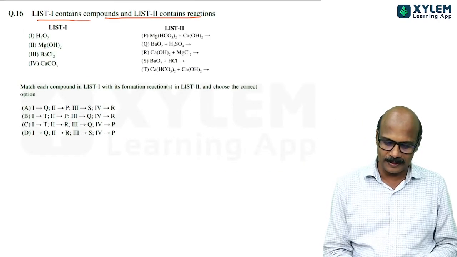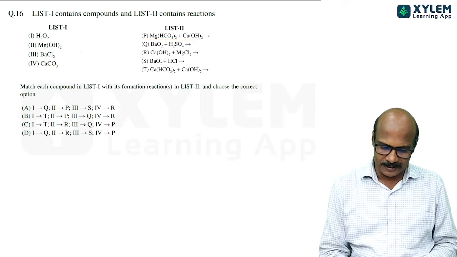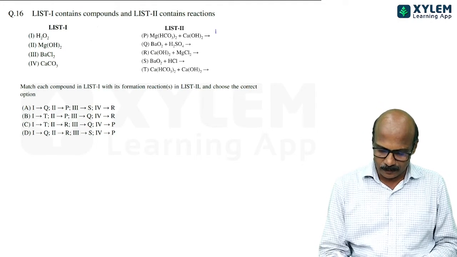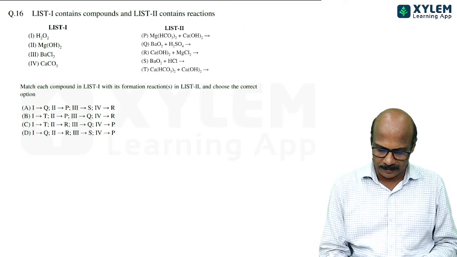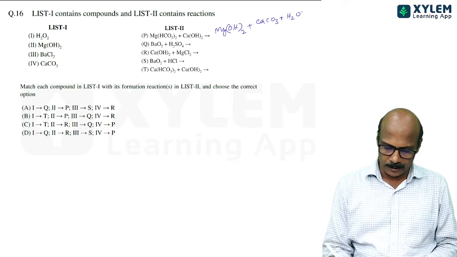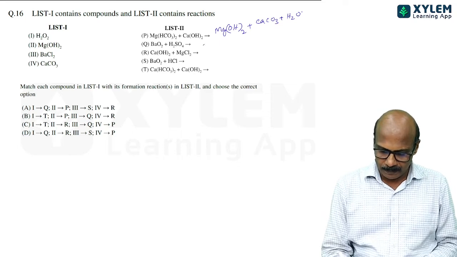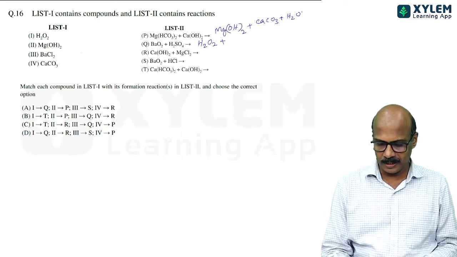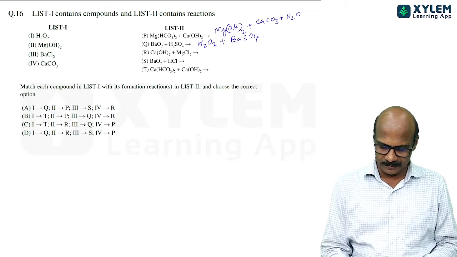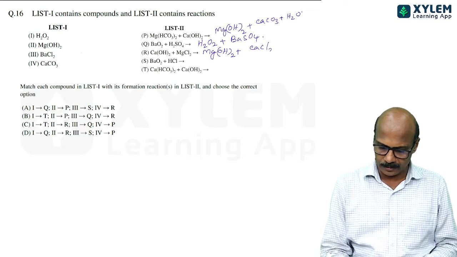List 1 contains compounds and list 2 contains the reactions. First, let us analyze the reactions given. In the first reaction, they say magnesium bicarbonate reacts with calcium hydroxide. What are the products expected? We know that magnesium hydroxide readily gets precipitated along with calcium carbonate. Water is also produced. What about the second one? Any peroxide when treated with dilute acid gives hydrogen peroxide. So barium peroxide reacts with sulfuric acid, and you will get hydrogen peroxide and barium sulfate. What about the third one? Calcium hydroxide with magnesium chloride. You will get a precipitate of magnesium hydroxide and also calcium chloride.